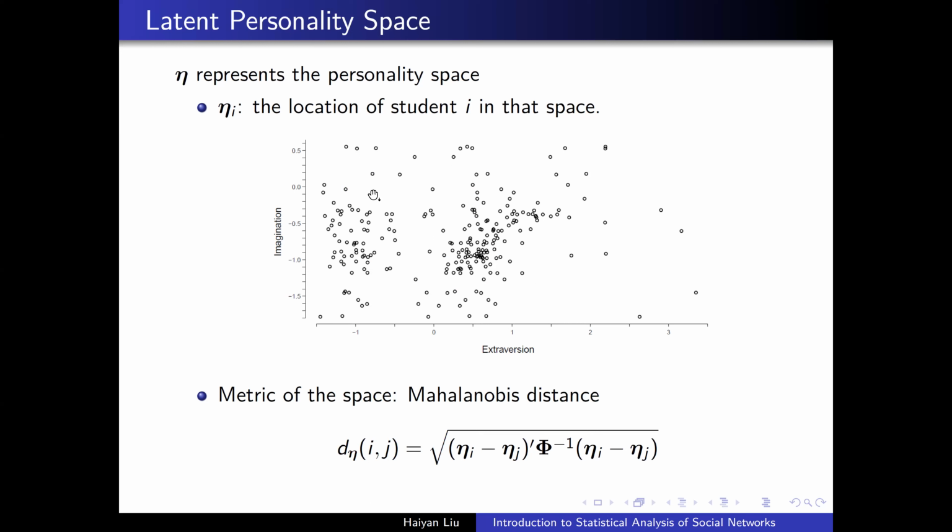Now, when we have a space, we need to define a metric. For this personality space, the metric we use is the Mahalanobis distance, which describes how similar two students are in terms of extroversion and imagination. So smaller d means similar, and larger d means dissimilar.